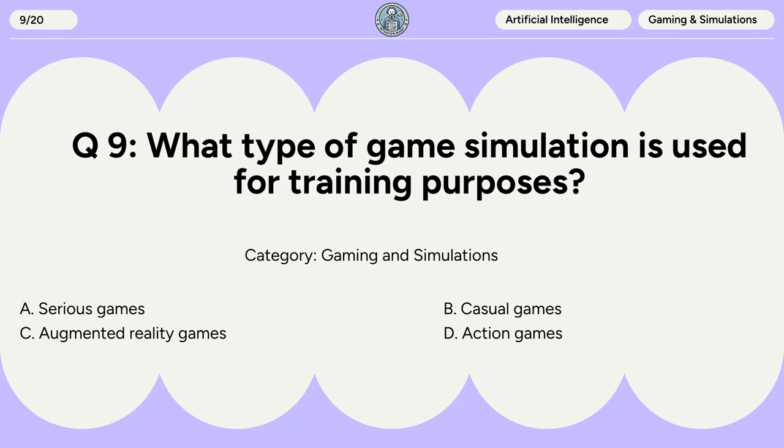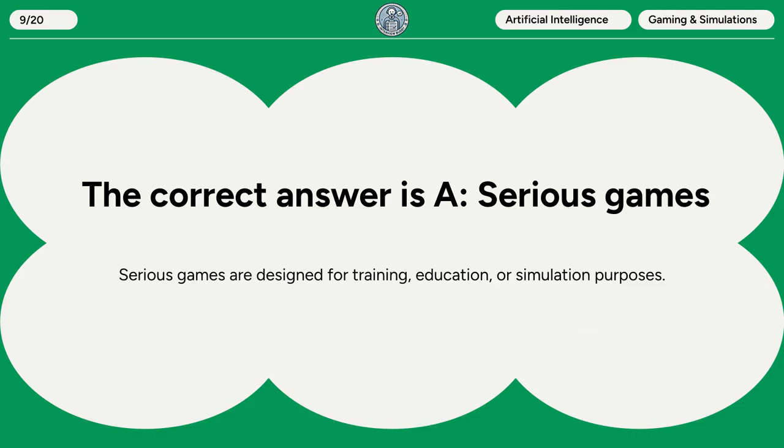Question 9. What type of game simulation is used for training purposes? A. Serious games. B. Casual games. C. Augmented reality games. D. Action games. The correct answer is A. Serious games. Serious games are designed for training, education, or simulation purposes.